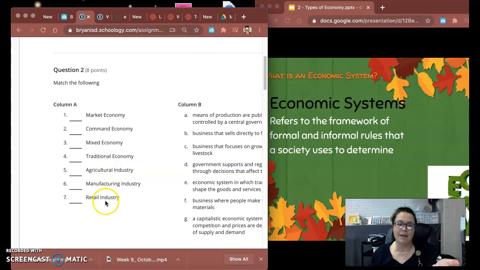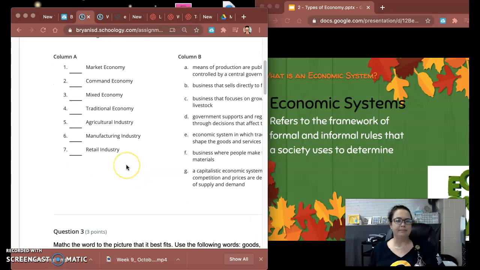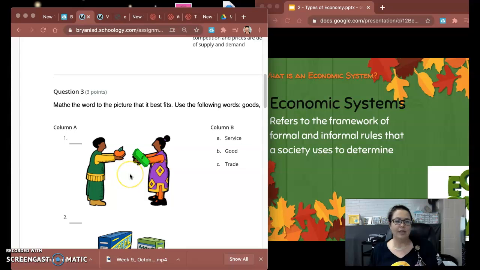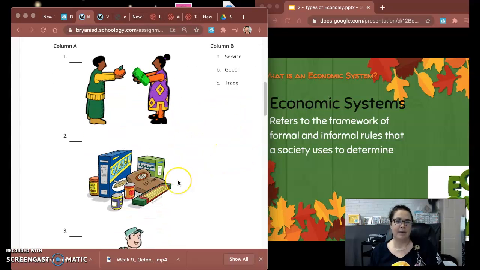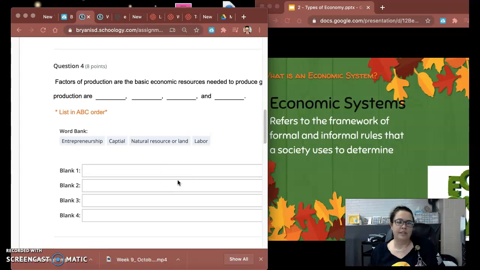We went over that on Monday. So you might need to refer back to Monday's PowerPoint for those. But look through these and answer the questions that best fit this type of industry. So this is goods and services industry. This one talks about the factors of production, and lists in ABC order, and I even gave you the words. You're just going to drag and drop, but make sure you put them in the right order.